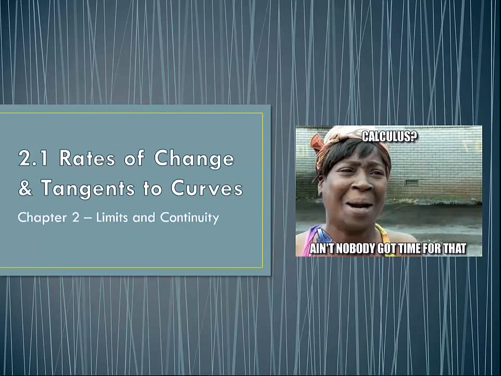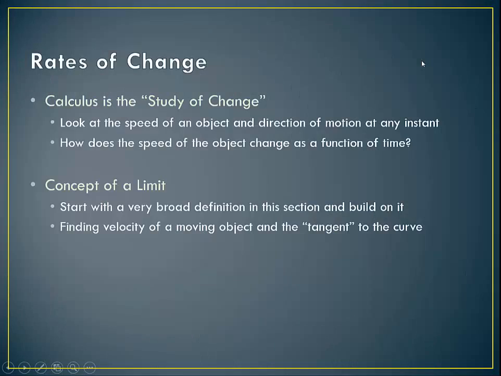All right, let's look at rates of change and tangents to the curve. So we've talked about that calculus is the study of change, and we want to look at the speed of an object and direction of motion at any instant. Like, for example, how does the speed of an object change as a function of time?